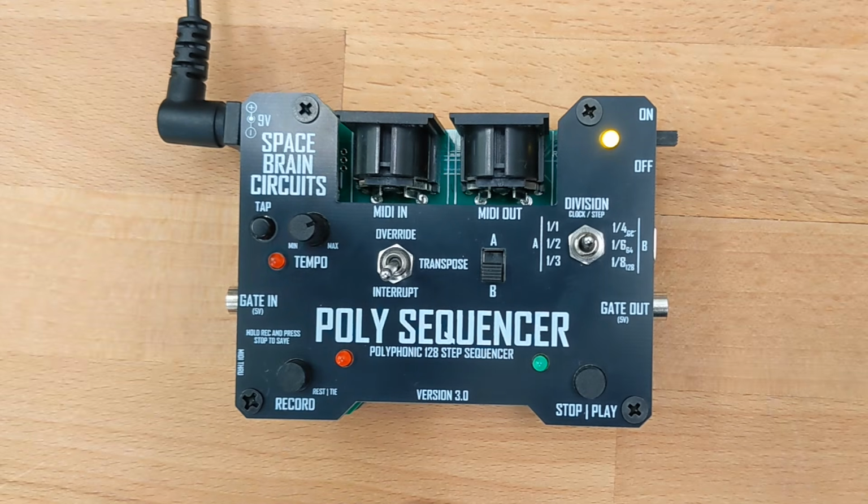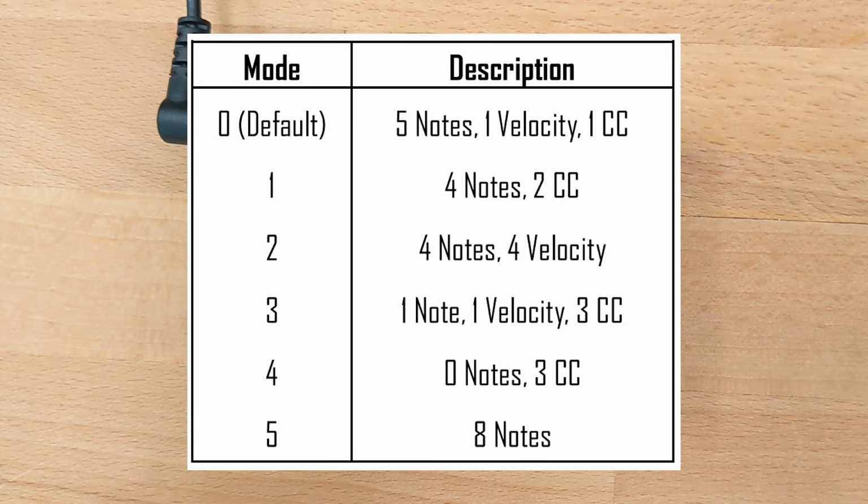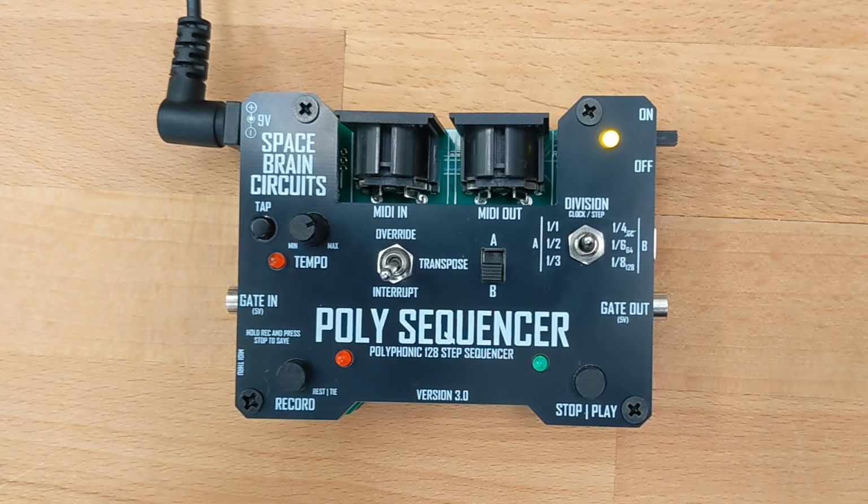One of my favorite aspects of this version of polysequencer is I actually give the user the ability to change the sequence type. So on all previous versions of polysequencer, per step you're able to record up to 5 notes with one velocity message as well as one CC message. But now you can completely change this, and I'll show you a chart of all the different modes I have so far. But today I'm going to focus on mode 3, which is 1 note, 1 velocity, and 3 CC messages, which gives you the ability to add a lot of motion control to pretty much any MIDI-enabled device.